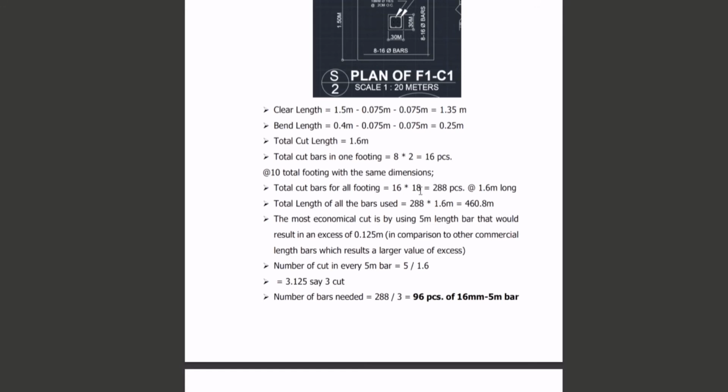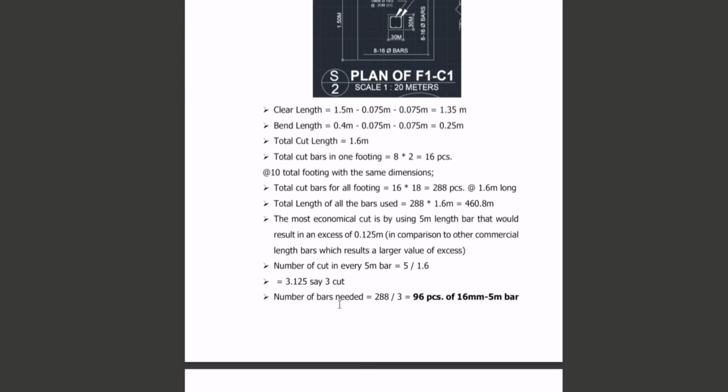Multiply natin kung ilan yung footings natin, which is 18. So 288 pieces. Then multiply by 1.6. So 260.8 meters na. Tapos gagamit tayo ng 5 meter bars kasi nga 1.25 meters lang yung excess niya. So ito 5 divided by 1.6, so 3.125. So mas economical siya.